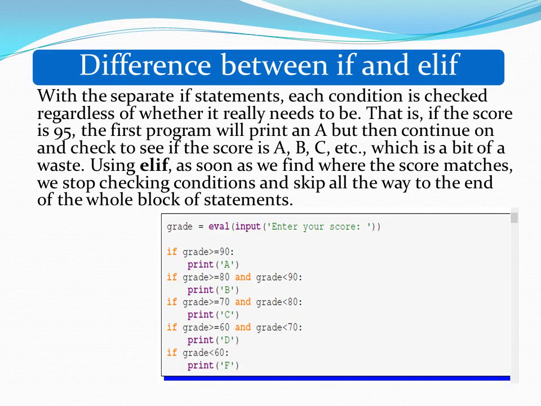With separate ifs, each condition is checked regardless of whether it really needs to be. That is, if the score is 95, the first program will print A but then continue and check whether the score is B, C, etc., which is a bit of a waste of time. But using elif, as soon as we find where the score matches, we stop checking conditions and skip all the way to the end of the whole block of if statements and continue to execute the next program.